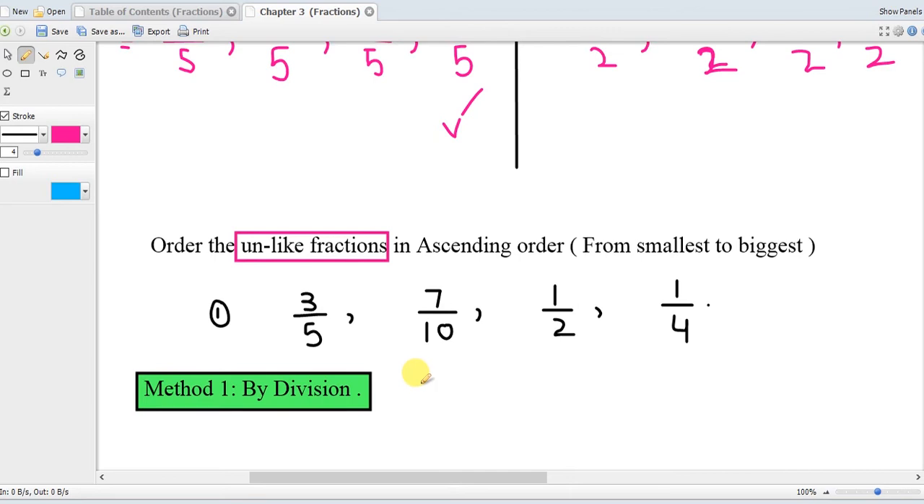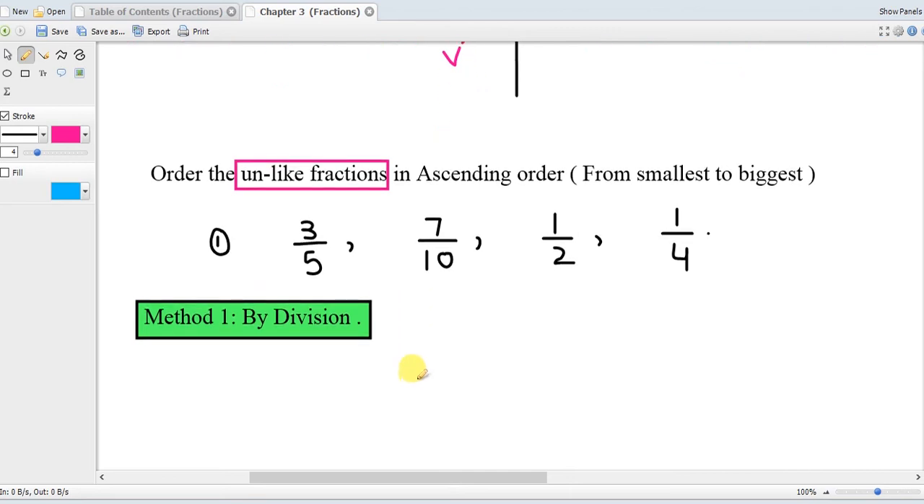Okay, moving on to the next category. Now arrange the unlike fractions in an ascending order, which means in an increasing order from smallest to biggest number. In this case we have different values in the denominators, so the method would be slightly different from the previous one. There are two different methods with the help of which we can arrange these fractions.